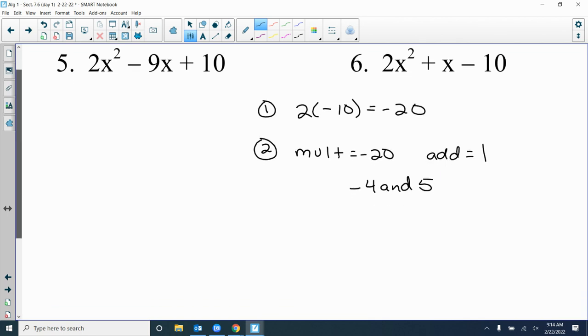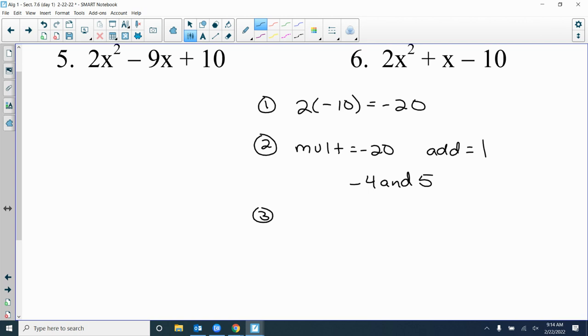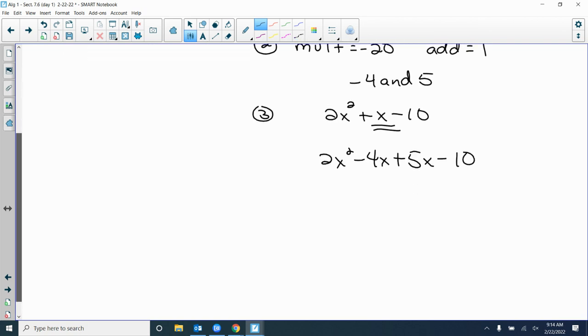All right, now here's what we do. We take your original problem, and I would write it like this: 2x squared plus x minus 10. We take the x out, and we make it minus 4x plus 5x minus 10. And now we group. Do the first two, do the last two. Find the GCF for both of those.